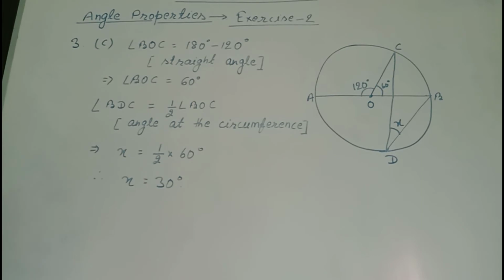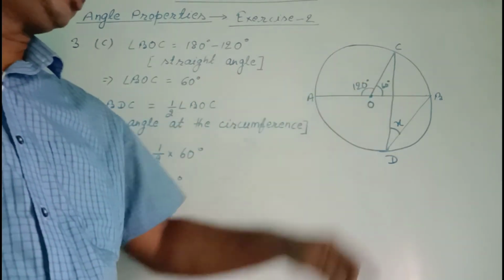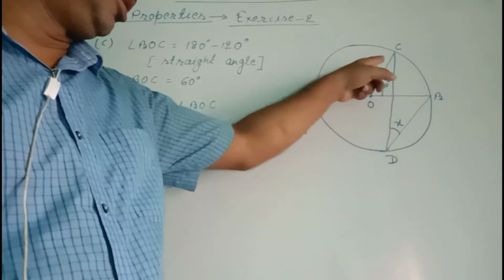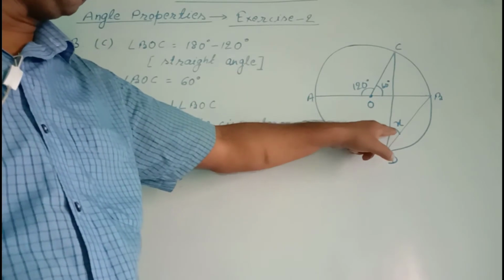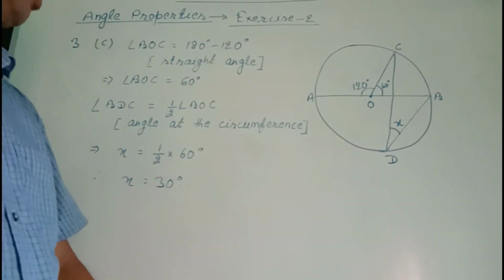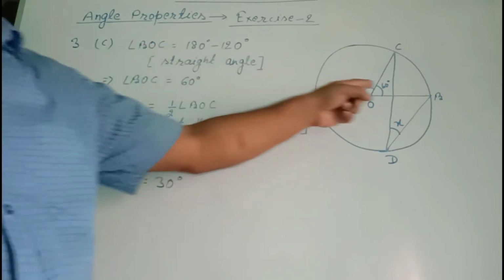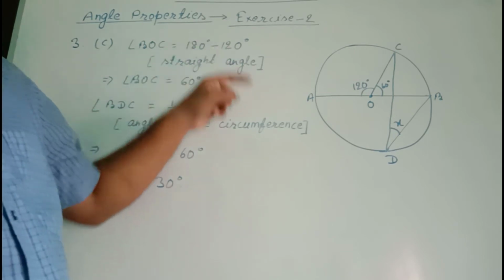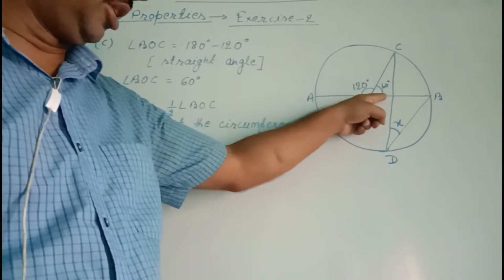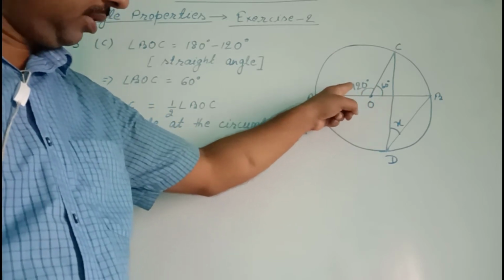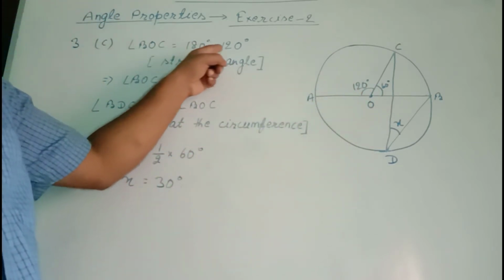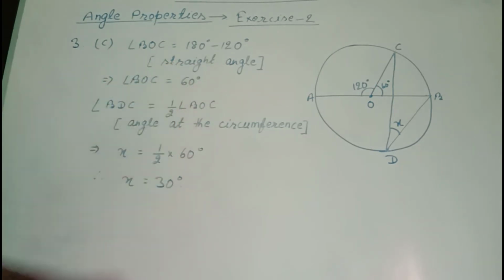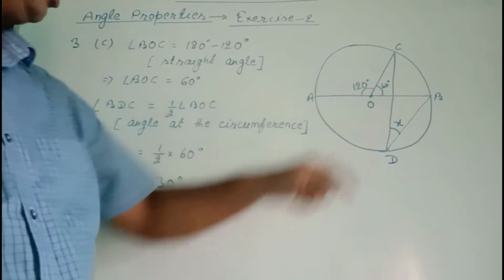In question number 3C, this figure is given. AB is the diameter and this angle AOC is 120 degrees. Angle BDC is X. We are asked to find out the value of this X. For that, at first I found angle BOC, this angle. Angle BOC equal to 180 degrees minus 120 degrees. This is the straight angle, 180 degrees. From the straight angle we have subtracted 120 degrees. 180 degrees minus 120 degrees. Reason is straight angle. Therefore angle BOC equal to 60 degrees. This angle became equal to 60 degrees.